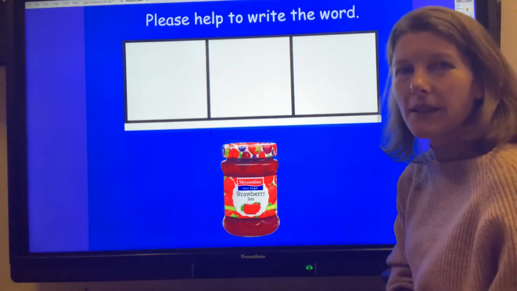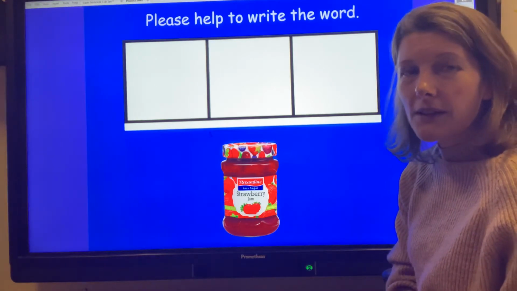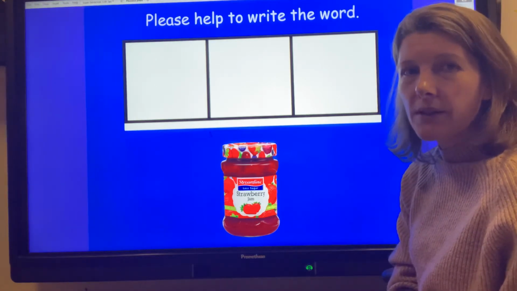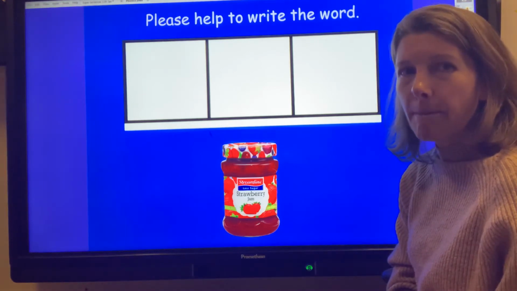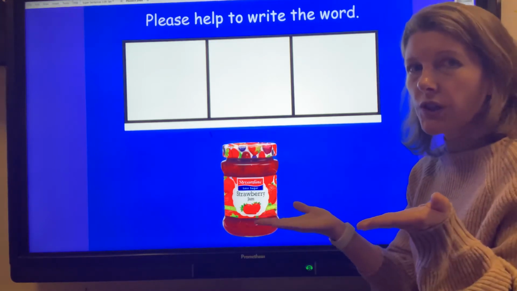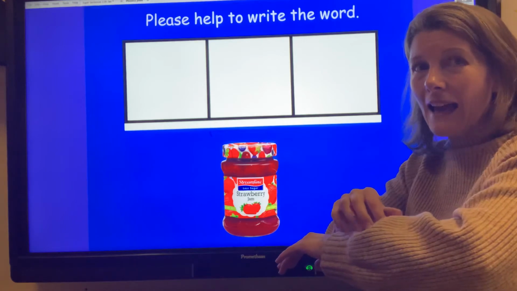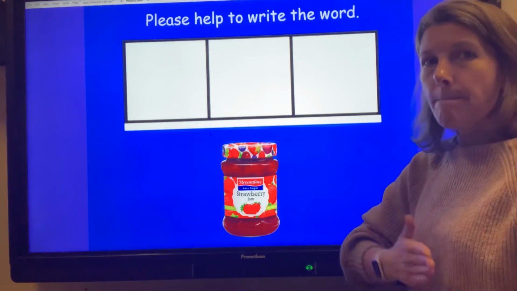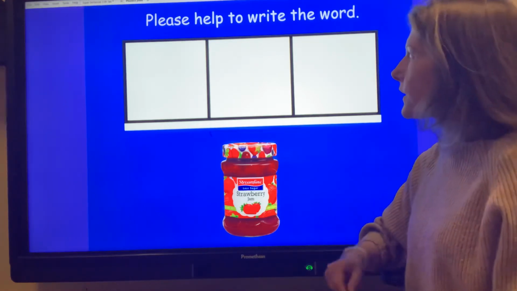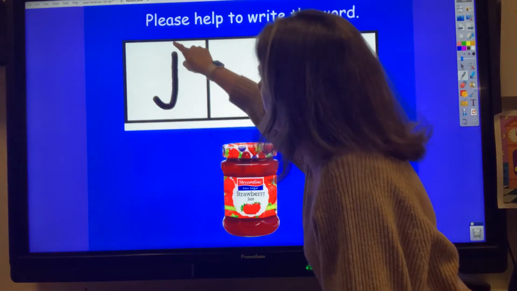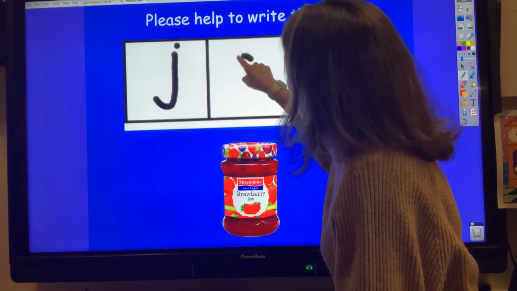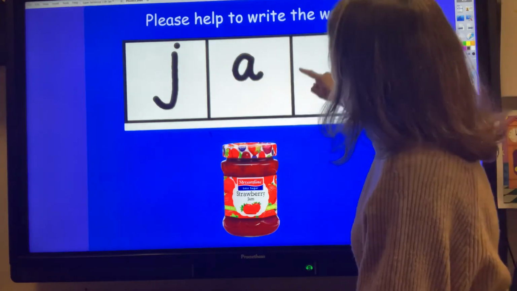Oh, this was on the first page. We have got some jam. Jam. So say it slowly. Jam. What sounds do we need? Jam. We need a j, we need an a, and we need an m. So let's try to write those. We need a j, we need an a, and we need an m.